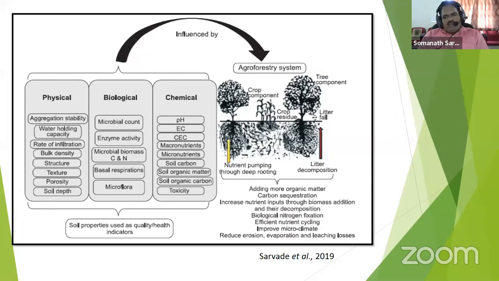Adding more organic matter to the soil, carbon sequestration, increased nutrient input through biomass addition and their decomposition, biological nitrogen fixation, efficient nutrient cycling, improved microclimate where the agroforestry system is placed, reduced soil erosion, and reduced evaporation and leaching losses which occur during the erosion of the soils. It influences the soil physical, biological, and chemical properties, and ultimately improves the soil health.